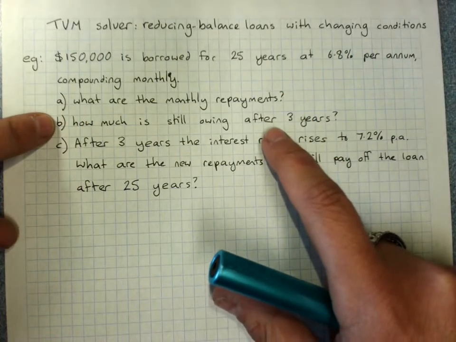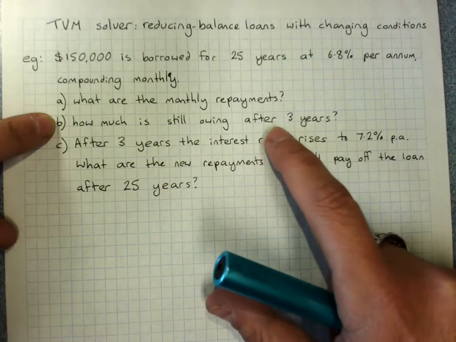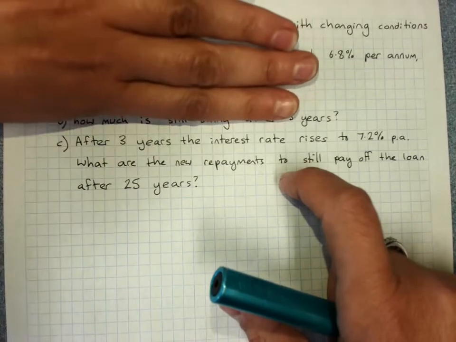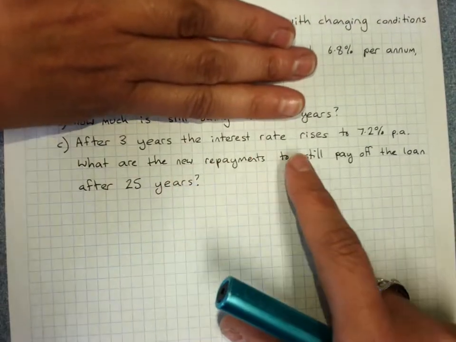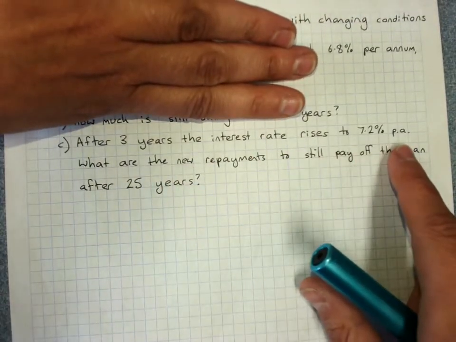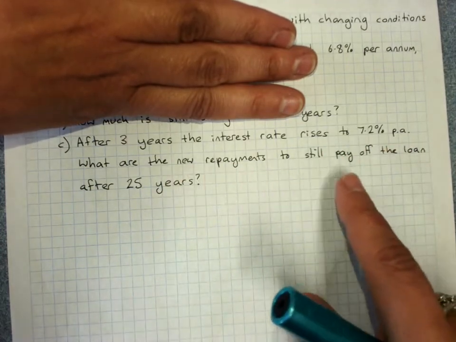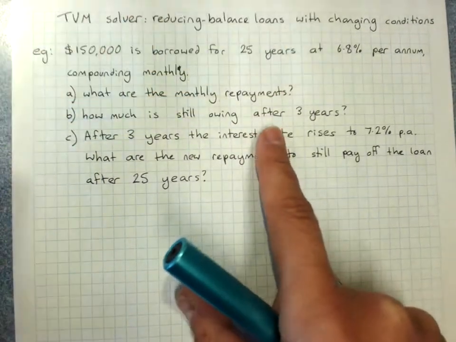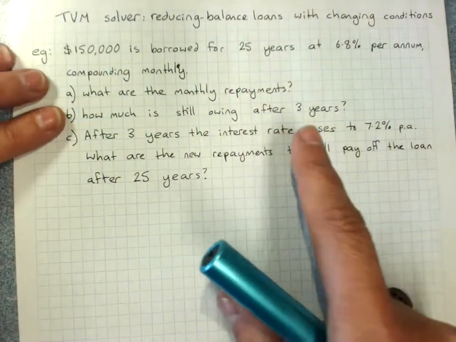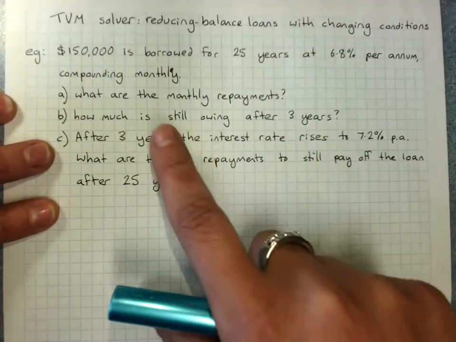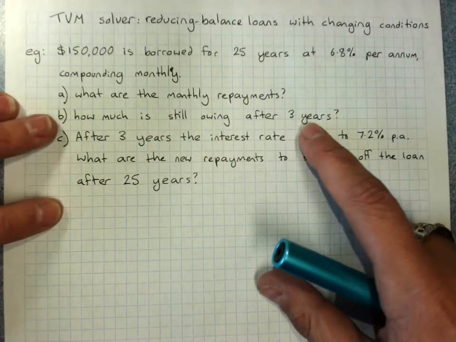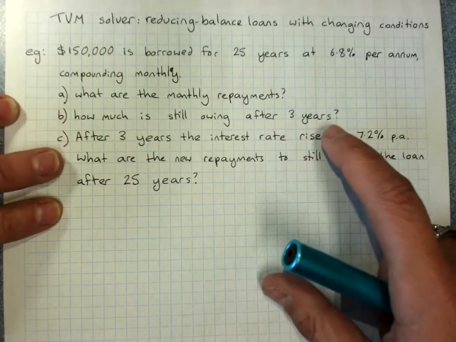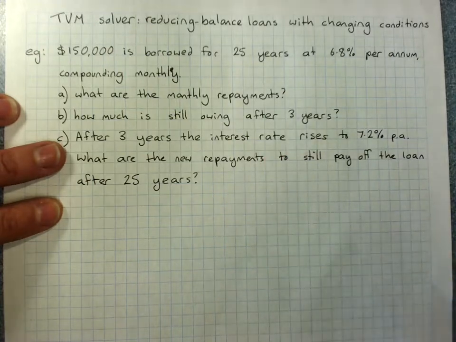Question B is actually an unnecessary question in that they're giving you a helping hand, because what's really happening is after 3 years, the interest rate rises to 7.2% per annum. What are the new repayments to still pay off the loan after a total of 25 years? They're helping you out with question B because to work out C, you'll need to know how much is still owing after 3 years. So they might not give you that question. They might just drop you in the deep end and just give you this.